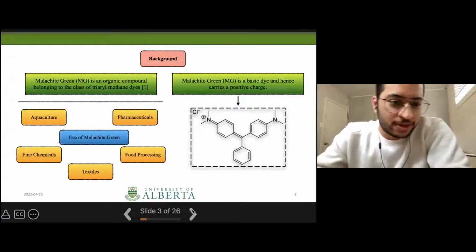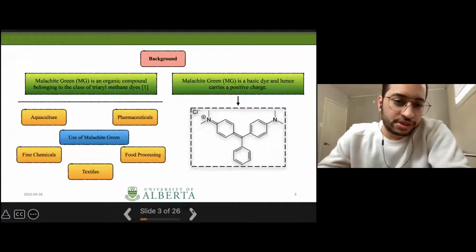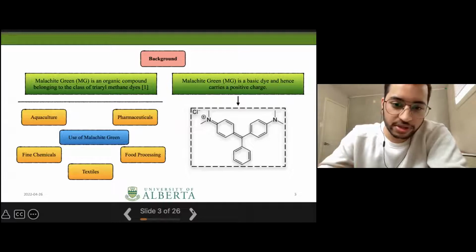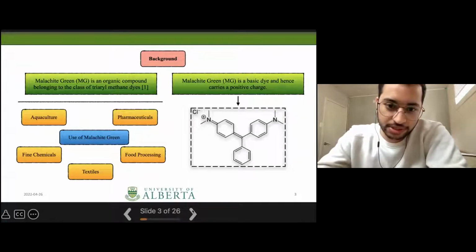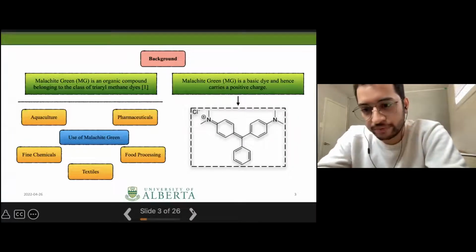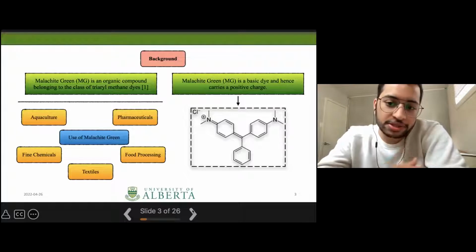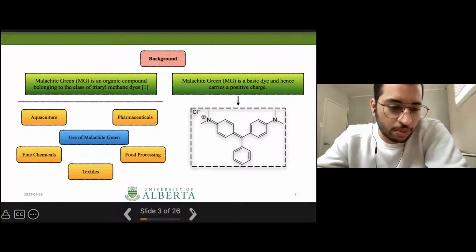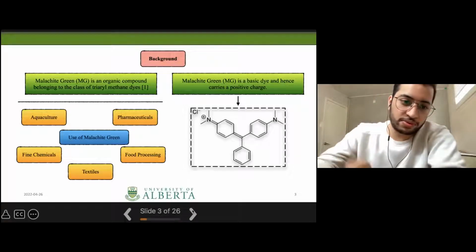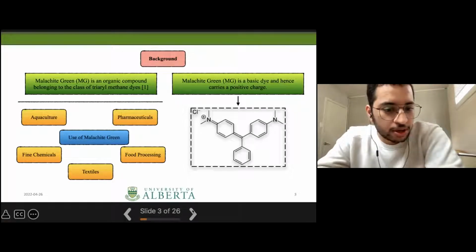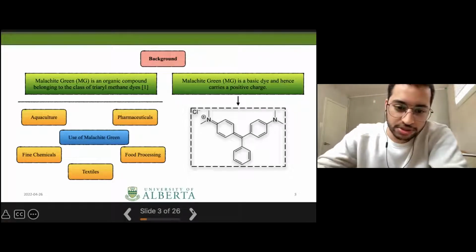Yeah, a quick background. Malachite green is an organic compound. It belongs to the class of triarylmethane dyes. It is a basic dye and it carries a positive charge. Though malachite green is banned in many developed nations, its use is still prevalent in many developing nations due to its cheaper availability and higher efficiency in various industries. Some of the industries that use malachite green are aquaculture, pharmaceutical, food processing, textiles, and fine chemicals.